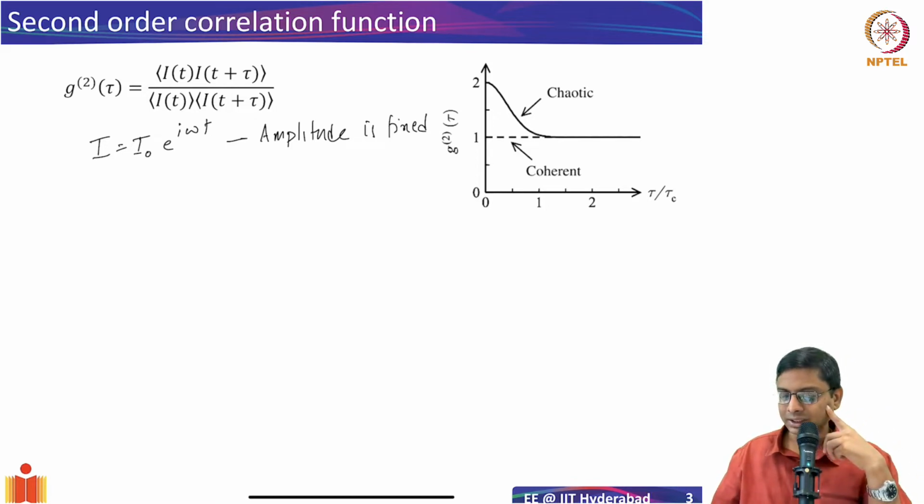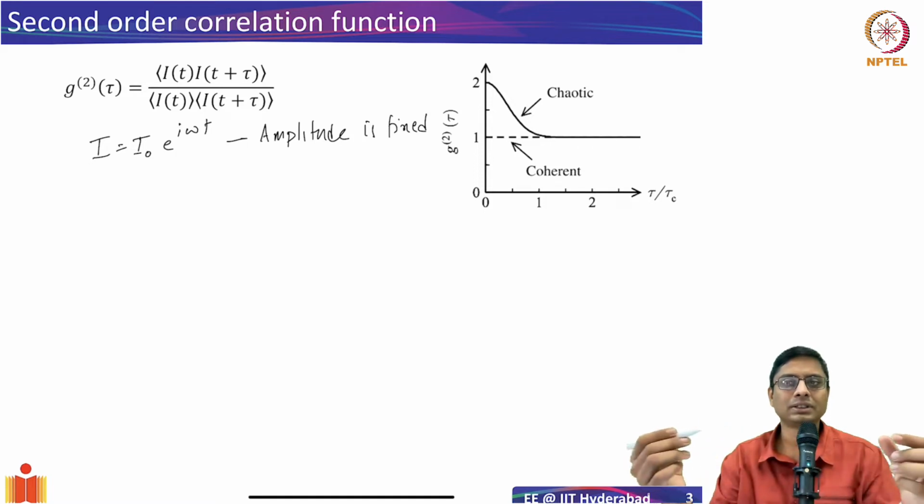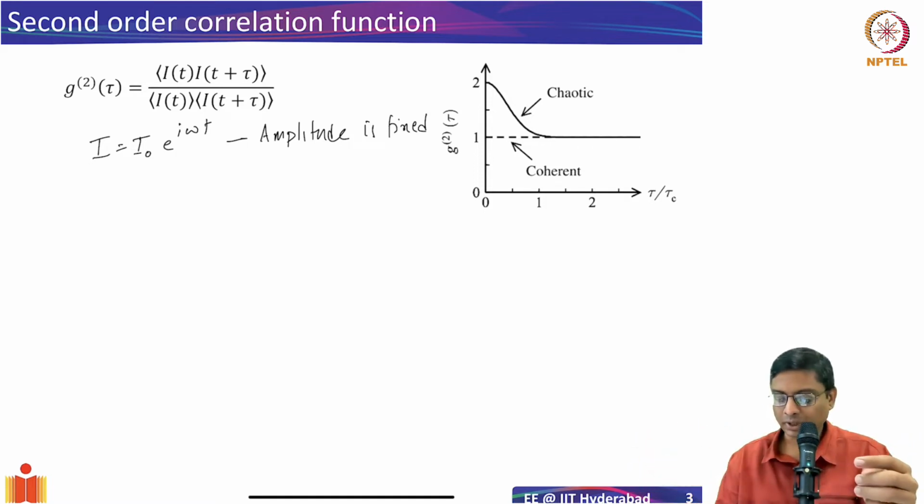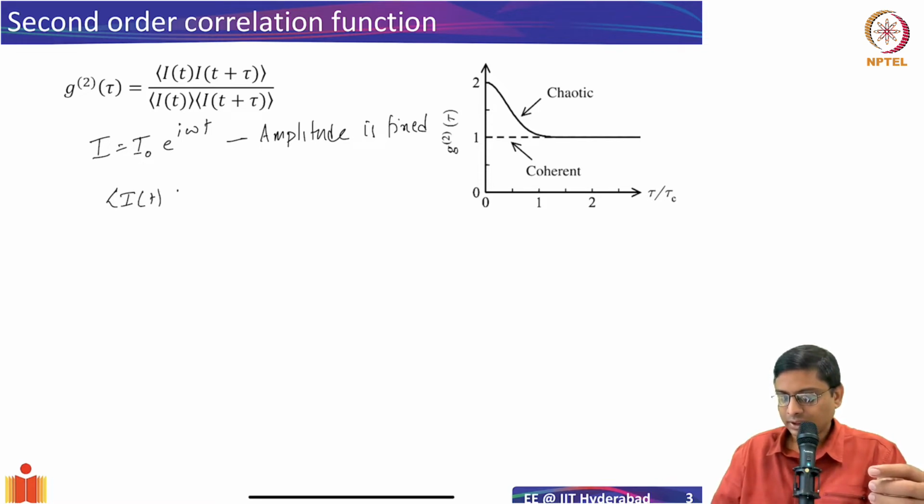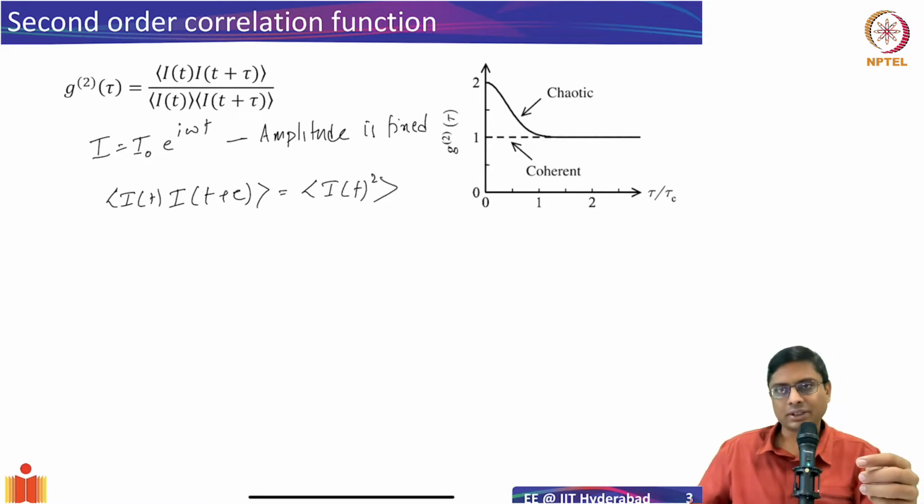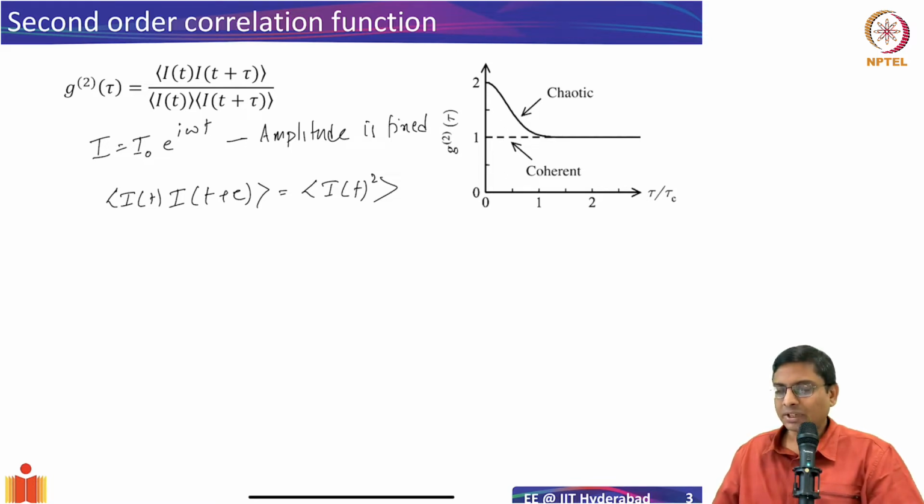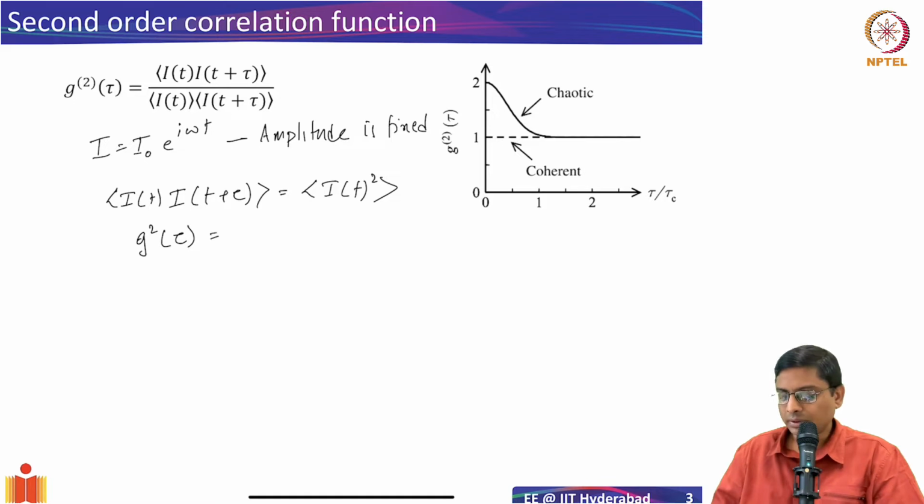Since it's a constant intensity, the interferometer will not know the difference between the original beam and the delayed beam, right? So the numerator, I of t times I of t plus tau, is going to be simply I of t whole squared, correct? That's it, because there's no difference in amplitude, and it's just a phase factor that comes in. So if you calculate this, you will quickly see that G2 of tau is going to be 1 for all tau. This is for a monochromatic wave.